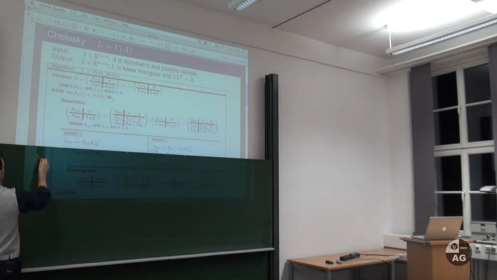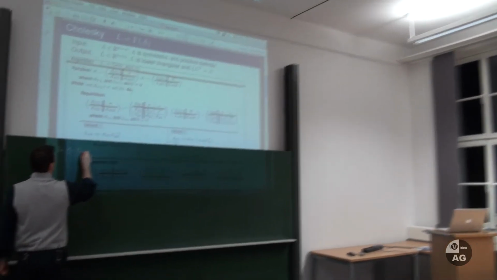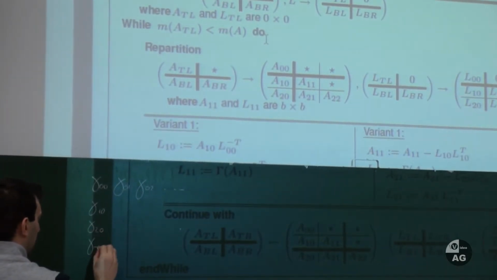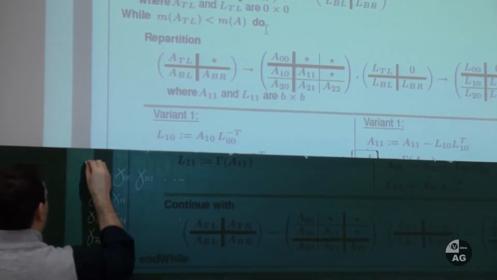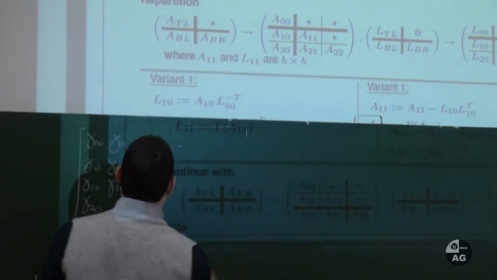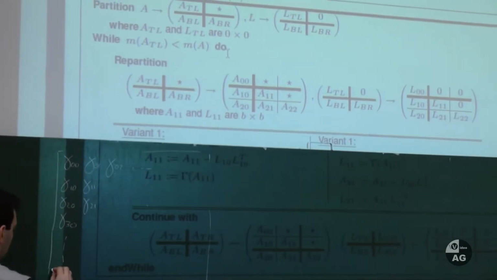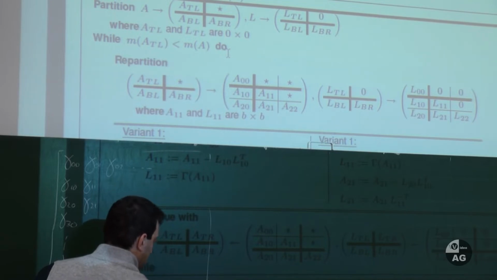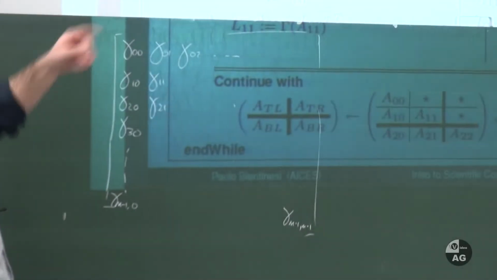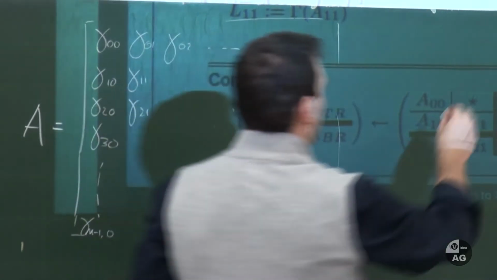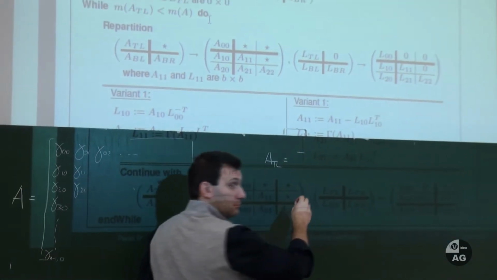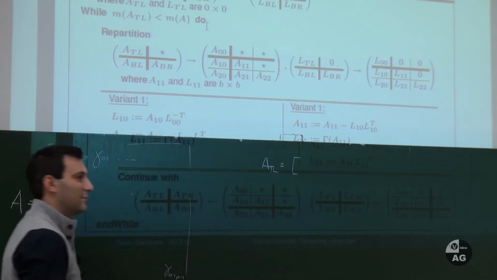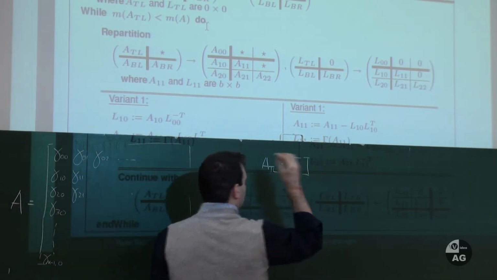This is our A, okay? For some reason I am using gamma instead of alpha, and so on. Let's say that we go down to n minus 1, 0, n minus 1, n minus 1. As I partition A, A top left will be equal to, yes, empty. It's a 0 by 0, so it's empty.